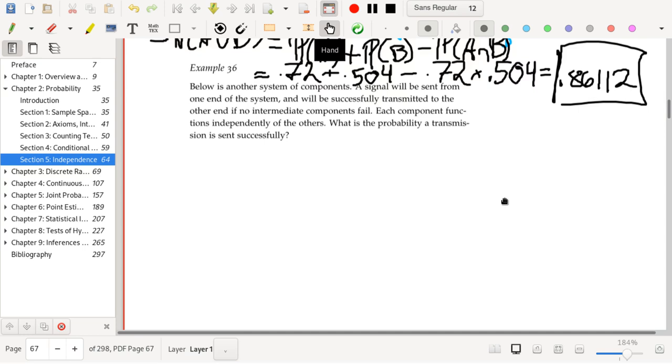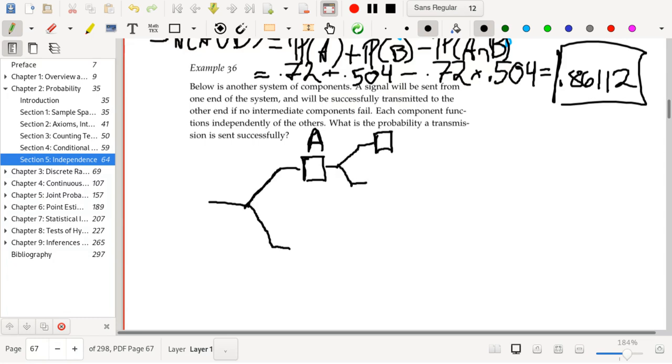So, next example. Below is another system of components. A signal will be sent from one end of the system and will be successfully transmitted to the other end if no intermediate components fail. Basically the same setup as the previous problem, except I'm going to have a different setup for the components. So again, we have an upper row and a lower row. In the upper row, we're going to have the component that I'm going to call A. But it then splits off into a system consisting of two subcomponents. We have B1 and B2.